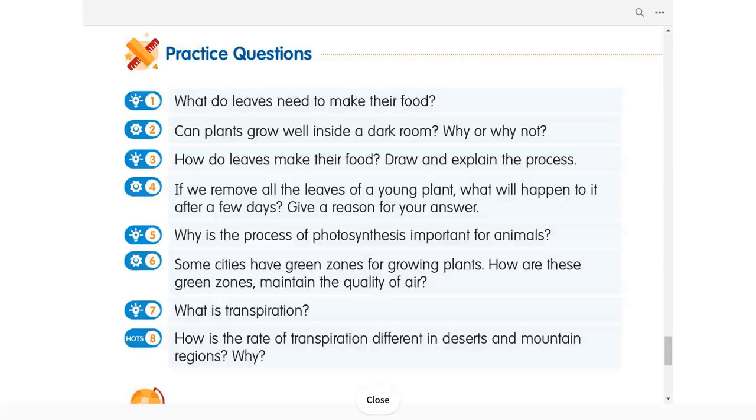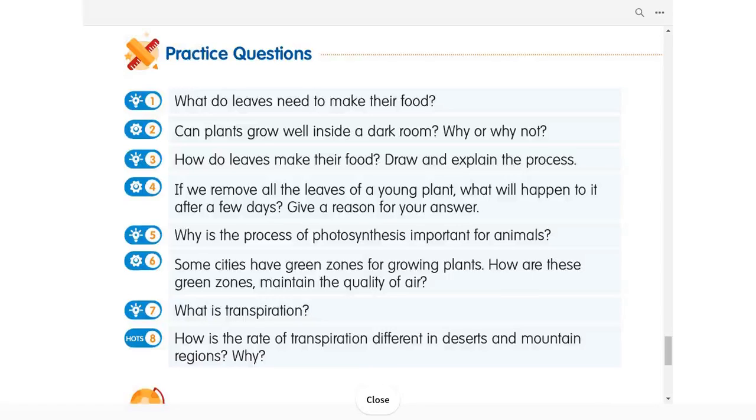Next question. How do leaves make their food? Draw and explain the process. I hope you drew the process of making food in plants? Let's see the answer.